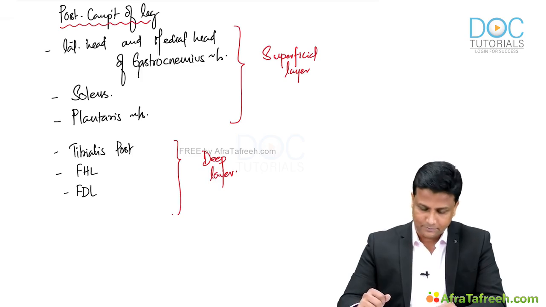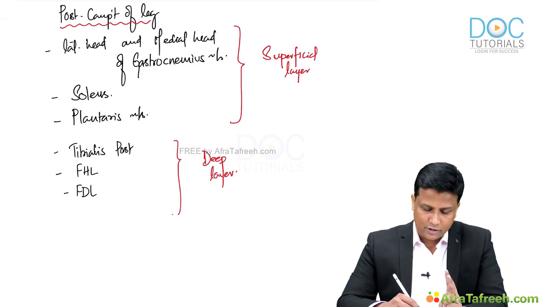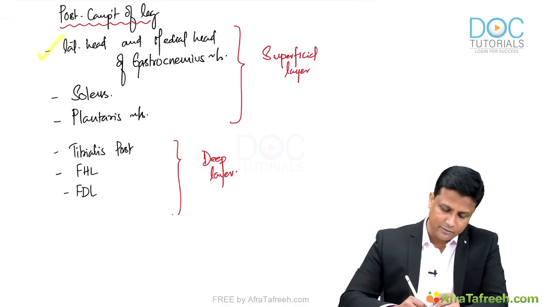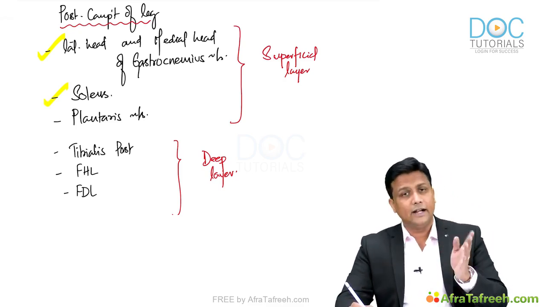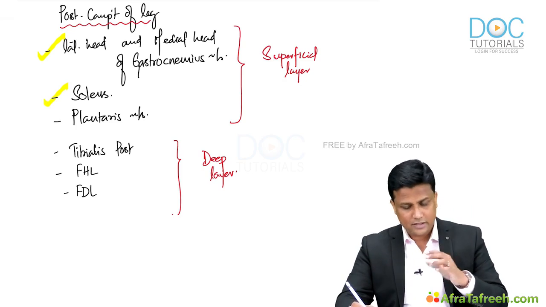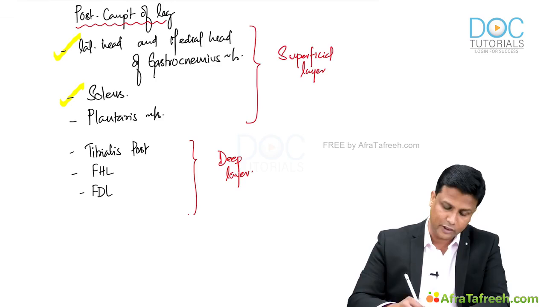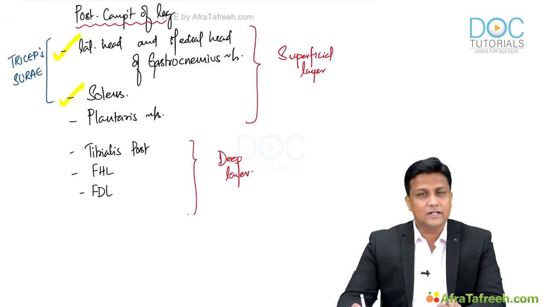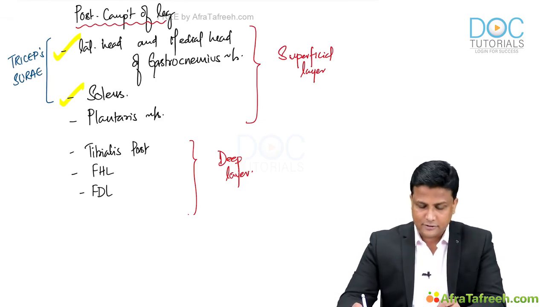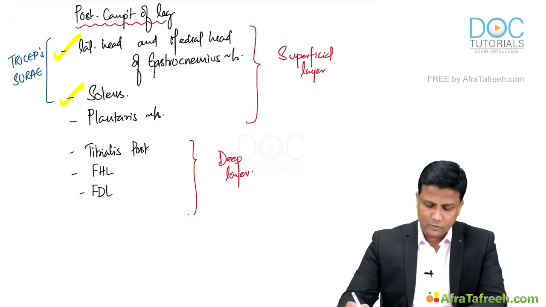Out of all these muscles, remember, number one, the two heads of gastrocnemius, that is lateral and medial head of gastrocnemius along with the soleus, in total 3 muscles. I repeat again, the lateral and medial head of gastrocnemius along with the soleus muscle, together they are referred to as triceps surae muscles. That is MCQ number 1. One more MCQ, which is a very old one and very famous among the students.